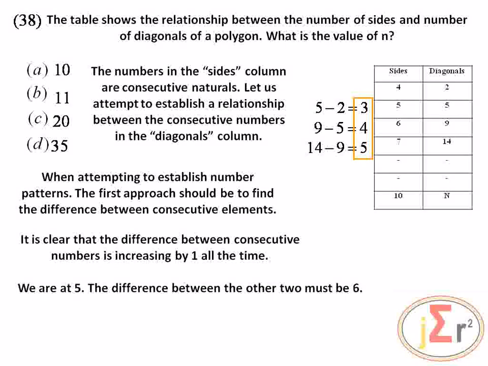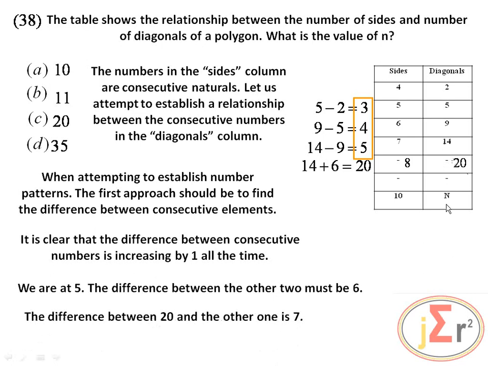So we are at 5. The difference between the next two must be 6. So we need to add 6 to 14 to get the next one: 14 plus 6 is 20. Now the difference between the next two should be 7. So the one down here has to be 27, which is the result of adding 20 and 7.